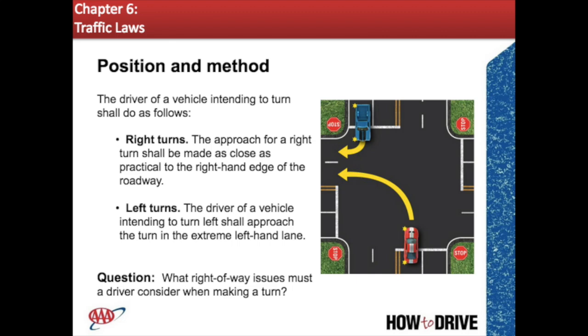The driver of a vehicle intending to turn left shall yield the right-of-way to any vehicle approaching from the opposite direction so close as to constitute an immediate hazard. Then we have the two-way left turn lane, where a special lane for making left turns by drivers proceeding in opposite directions has been indicated by official traffic control devices. A left turn shall not be made from any other lane. A vehicle shall not be driven in the lane except when preparing for or making a U-turn when otherwise permitted by law.